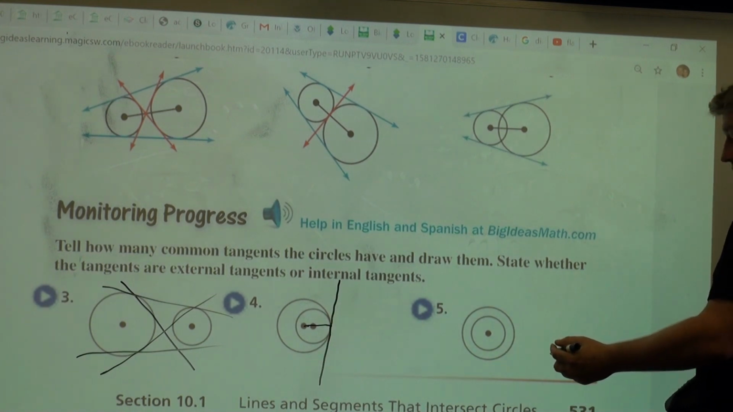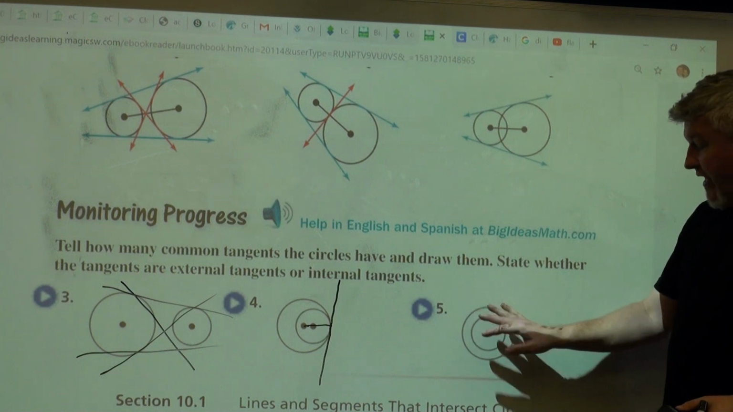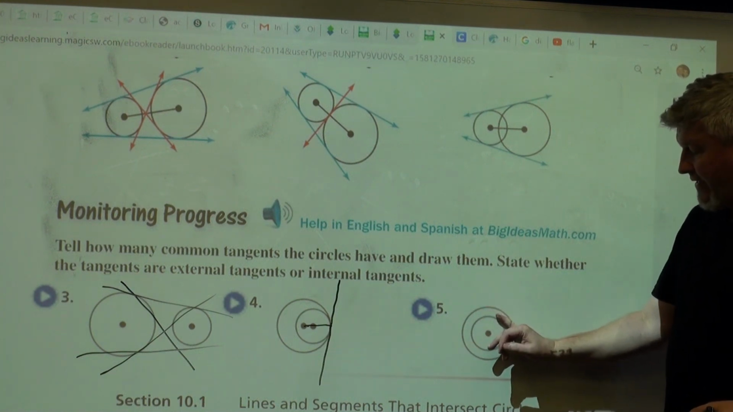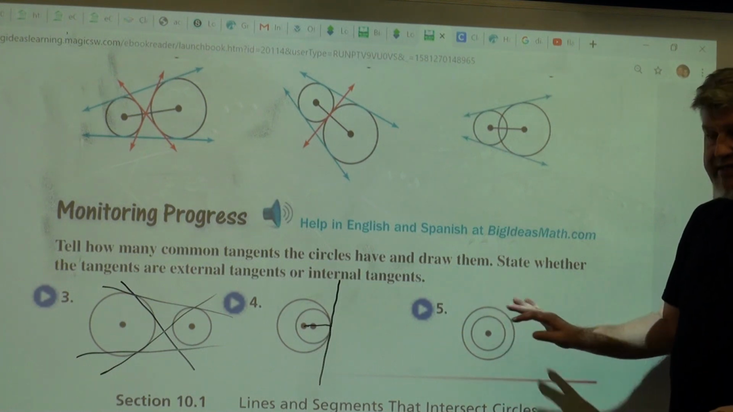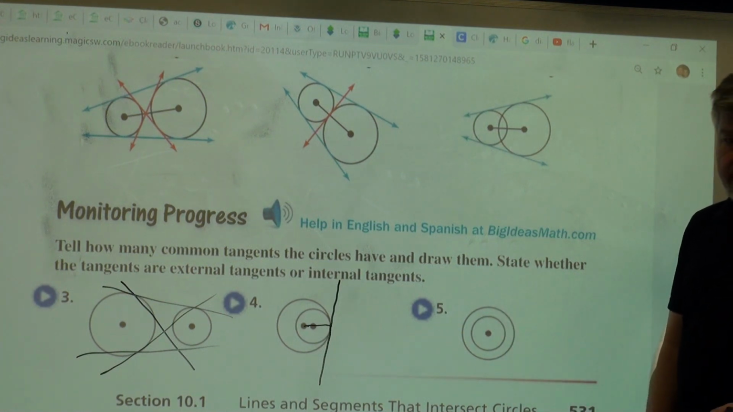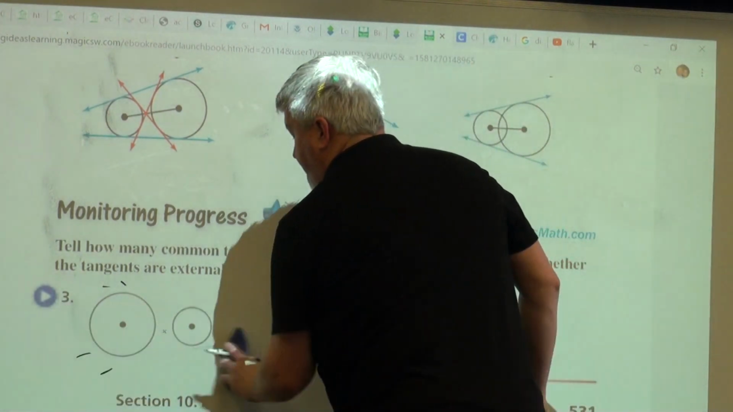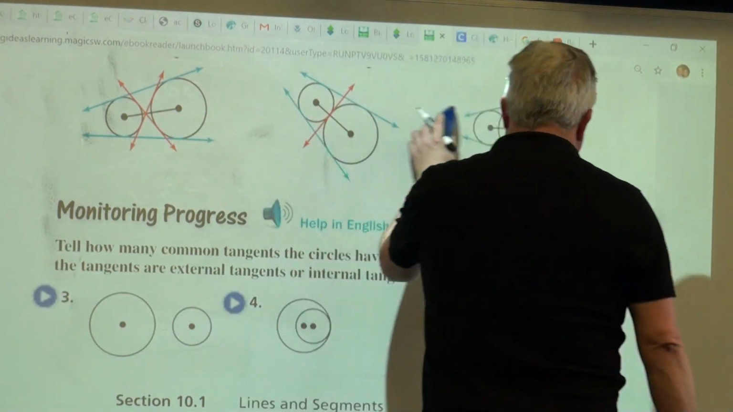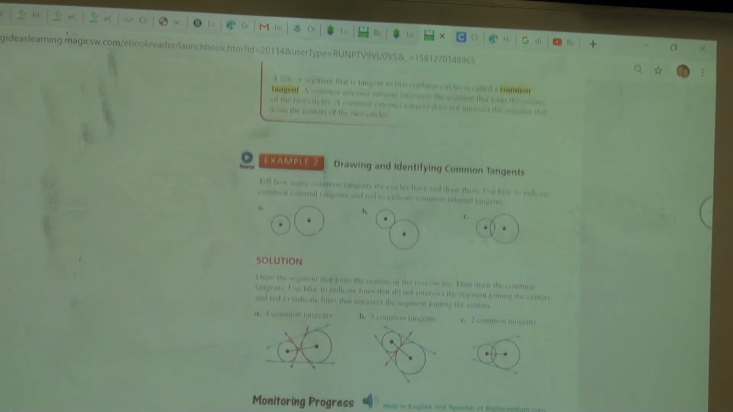Number 5, hopefully you got the idea, they're concentric circles. They never touch, and there's no way to draw a line that disconnects. There's 0 common tangents to concentric circles. 0. All right? Good. So, easy peasy, lemon squeezy. Moving on to page 532.